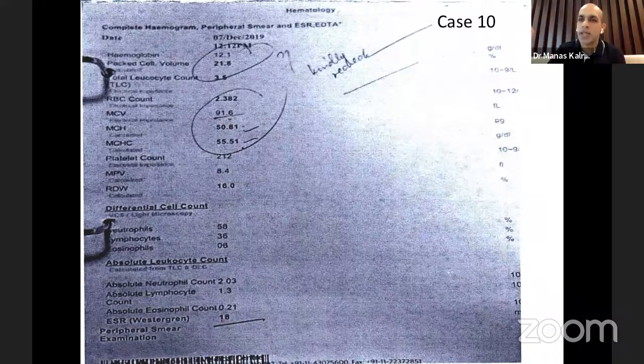RBC count times 3 is hemoglobin. Hemoglobin times 3 is hematocrit. But here nothing is being followed. Neither the RBC nor the PCV are following the trend with the hemoglobin. Now look at MCV is 91. The MCHC here is 55. Very, very high. This is not hereditary spherocytosis. This is some other problem happening here.